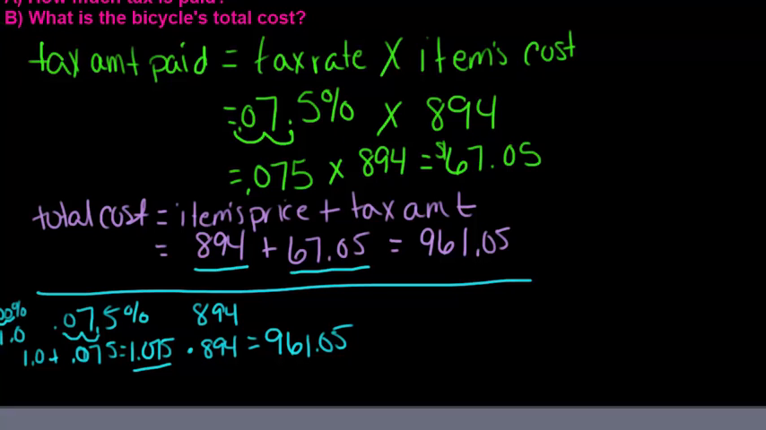So let's say I have $1, and I am being charged 50% for that. So 50% would be, to a decimal, 2 to the left, so that's going to be 0.5 as a decimal. So I want to know how much I have to pay total, the amount I'm being taxed and the amount I have to pay to begin with.